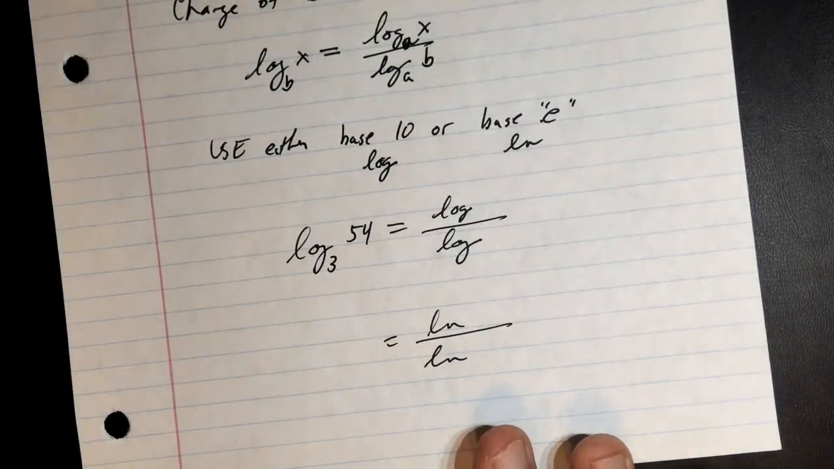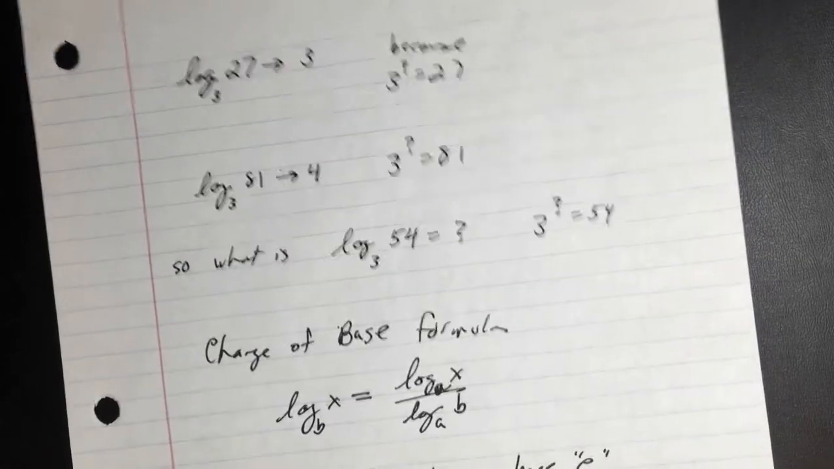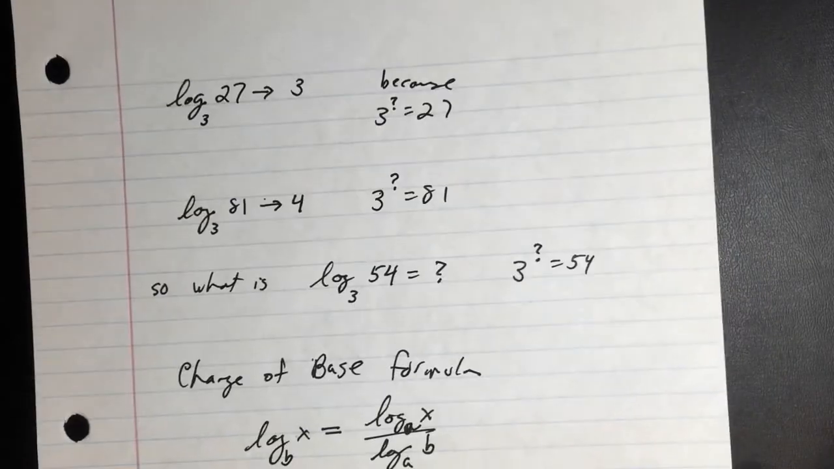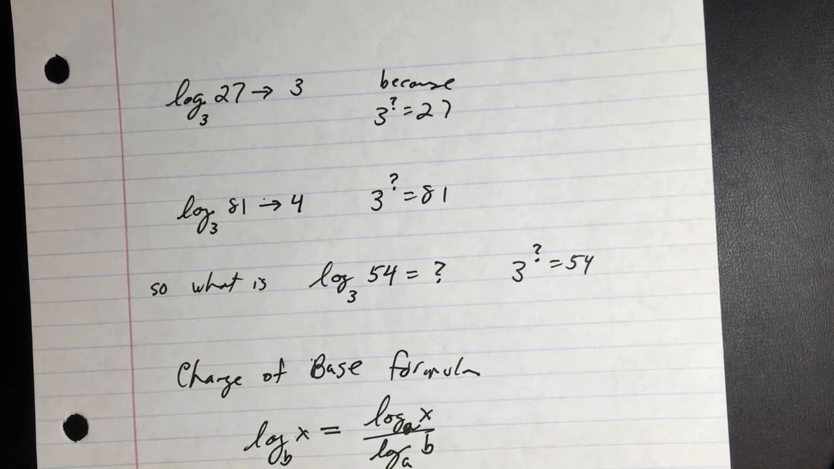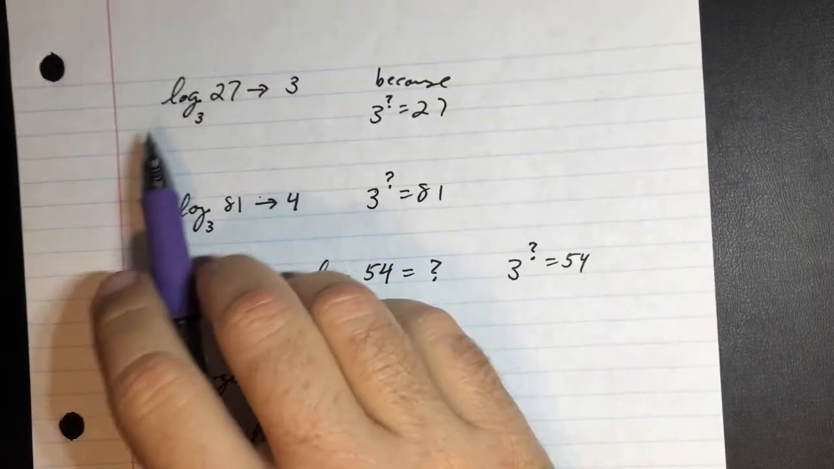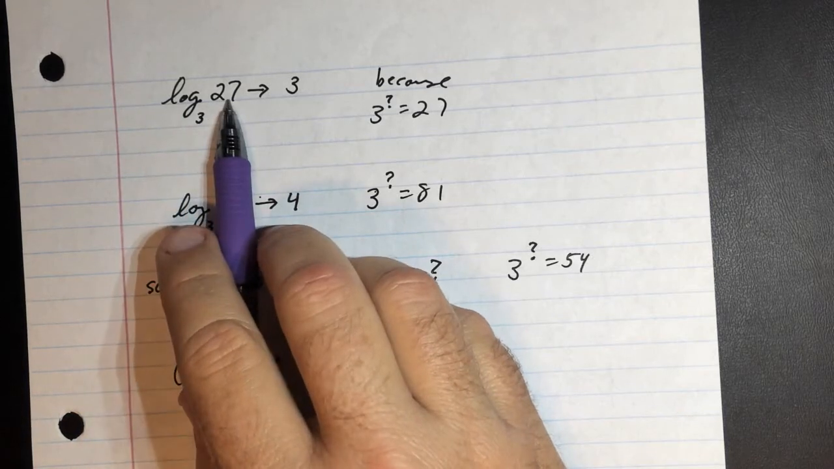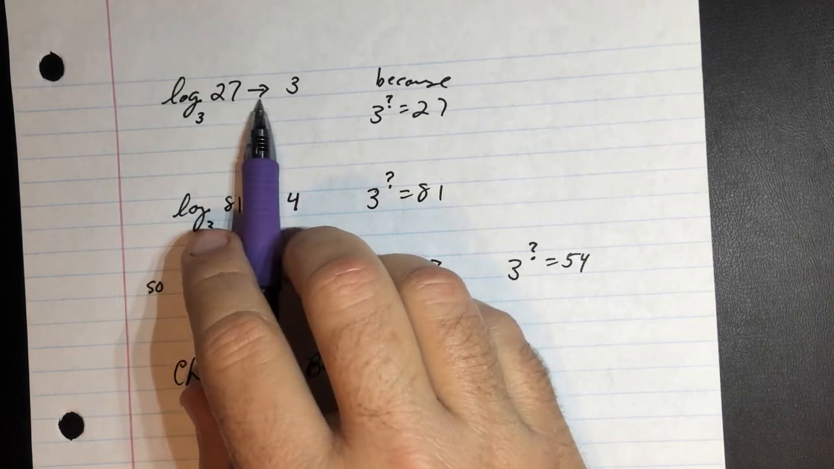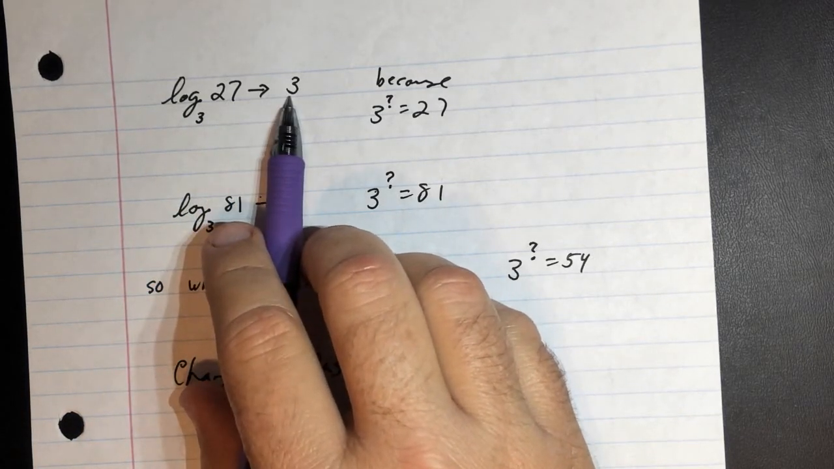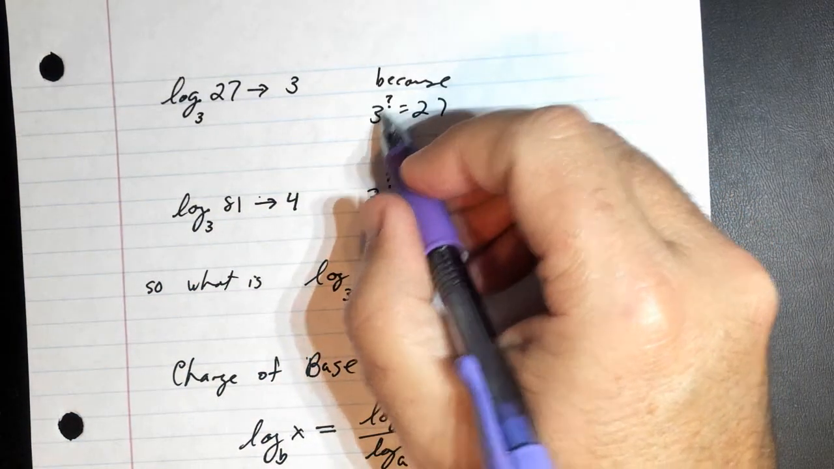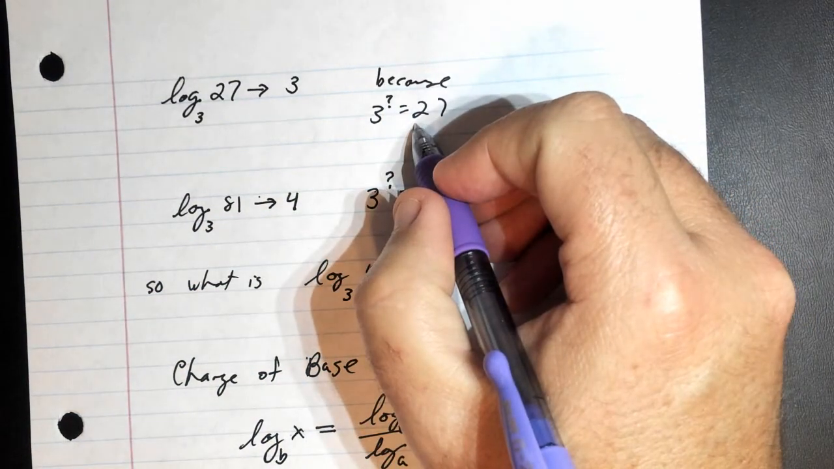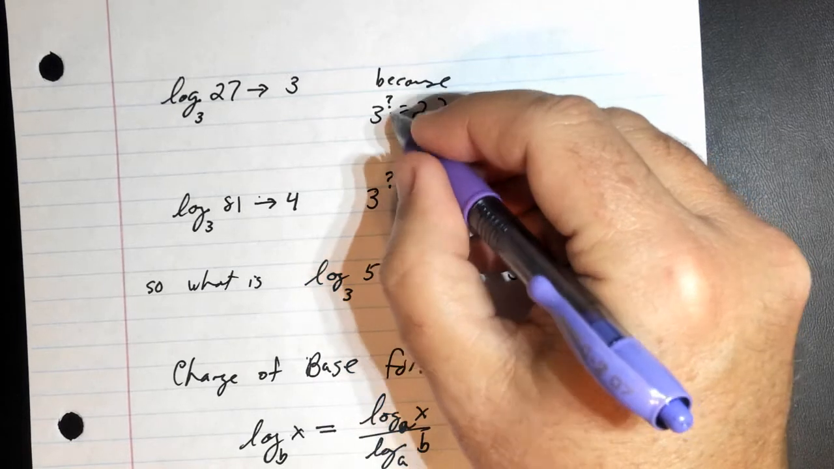Alright, now lastly, let's look at some of the things we know already. Just a little review. Log base 3 of 27 would be equal to 3, and that's because 3 to what power is 27? Well, that would have to be 3, right?